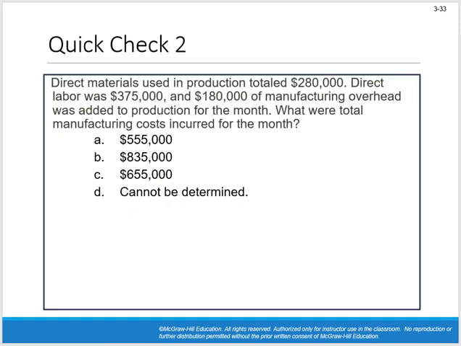Let's move on to quick check 2. Direct materials used in production totaled 280,000. Great, we just computed that. Then direct labor was 375,000, and $180,000 of MOH was added to production for the month. What were the total manufacturing costs incurred? Hopefully this one's short and sweet. Pause for a second while you do your math.